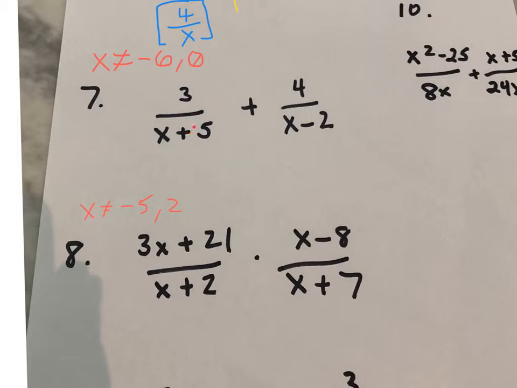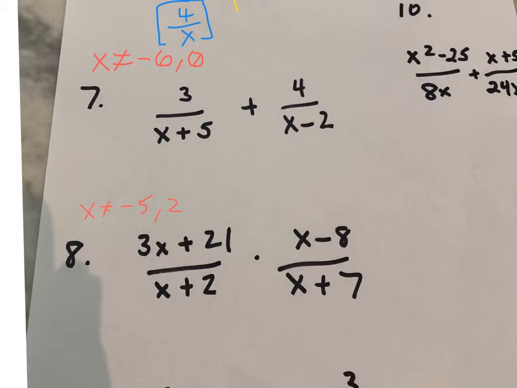All right, so this is the first time where we're asked to add fractions that have different denominators, so I'm tempted to find the common denominator here. The common denominator that we should use is the LCM of the two denominators. What is the least common multiple of x plus 5 and x minus 2?